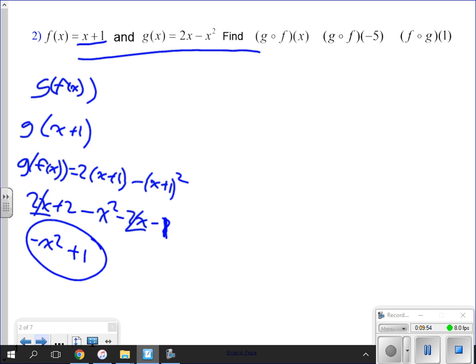I created a new function from two other functions. Okay. G composed of F means I take F, stick it inside G. If it's F of X, that means I take F of X, stick it inside G, and evaluate that. Simplify it. I created a new function. Okay. F composed of G.